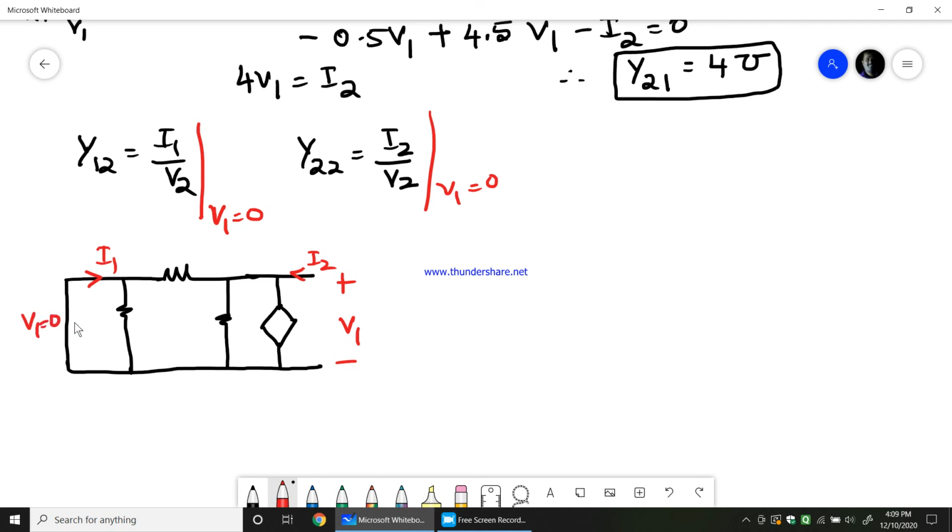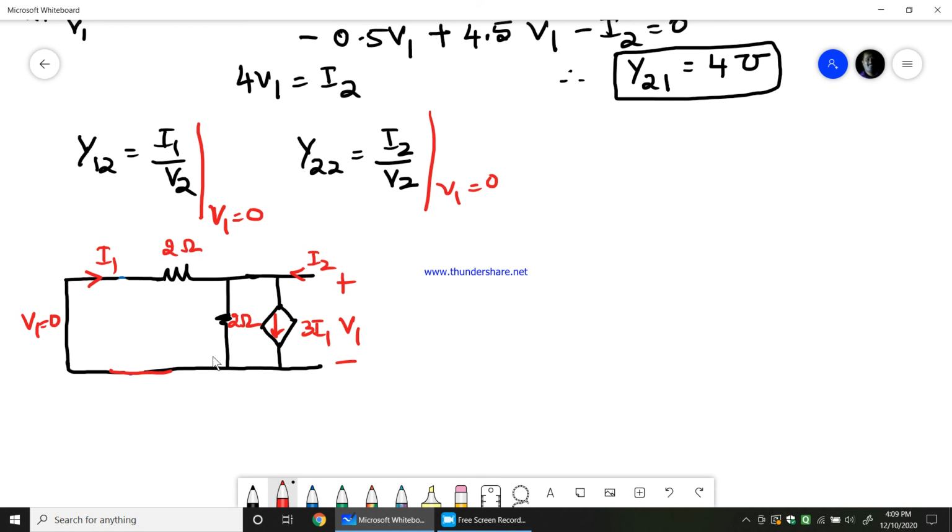So this is V1 equals 0, 1 ohm, 2 ohm, 2 ohm, and this is the current source 3I1. So here V1 equals 0. This is the circuit we get. Now as V1 equals 0, the voltage across this resistance is 0, so I can easily remove that resistance now. So this is the equivalent network that we get.